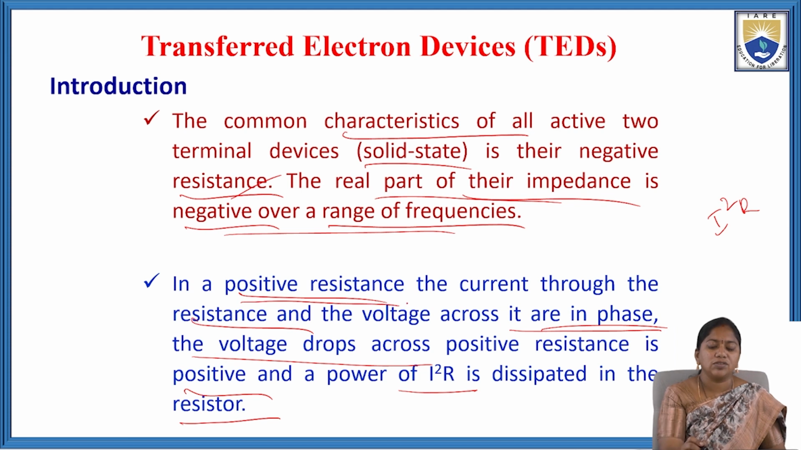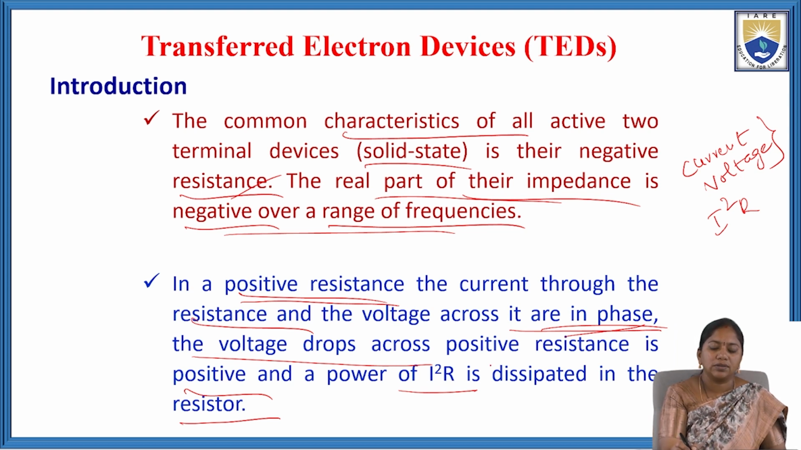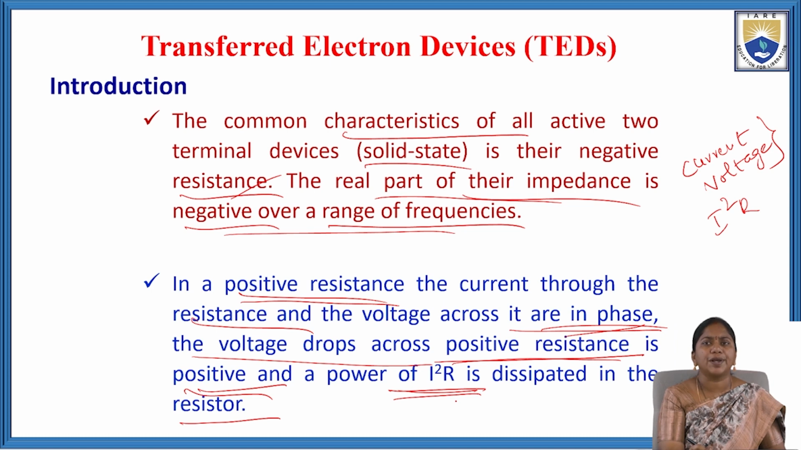If you take a positive resistance, the current through the resistance and the voltage across it are in phase. The voltage drop across the positive resistance is positive, and the power of I square R is dissipated in the resistor.